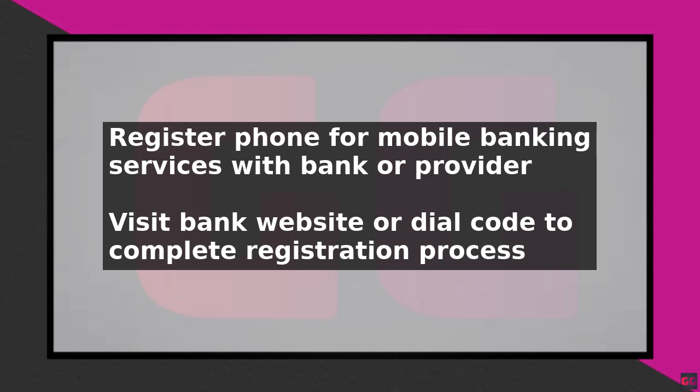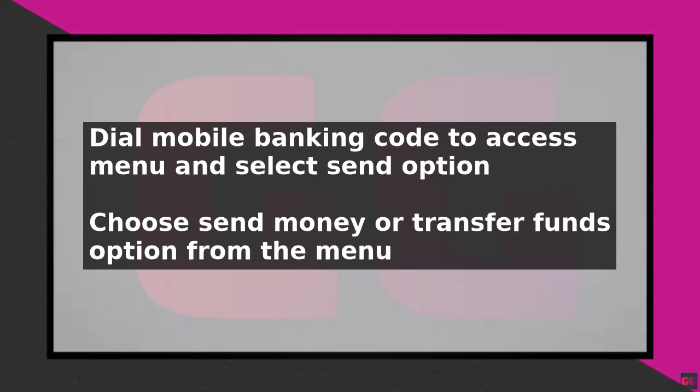Once registered, dial the mobile banking code provided by your bank or mobile money provider. This code is usually a short sequence of numbers that connects you to the mobile banking menu. From the menu, select the option to send money. This option is typically labeled as Send Money, Transfer Funds, or Pay Bill.